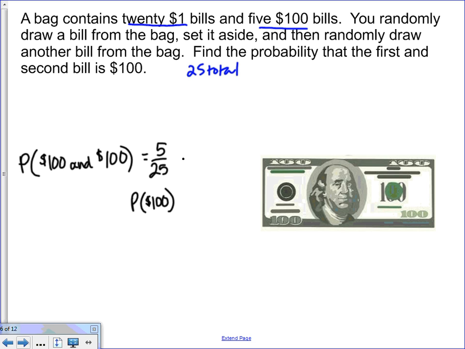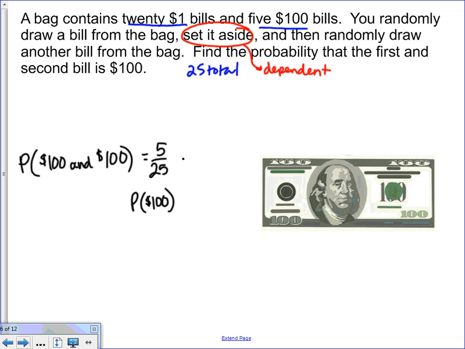Now, we want to know the probability of drawing a $100 bill and then another $100 bill. What we need to think about in this particular section is, are those independent or dependent events? Based on what you read in that scenario, is this independent or dependent? Dependent. What gives it away as a dependent event? You're setting it aside. So this would mean without replacement. Which means for our second probability, we have to consider that we pulled a $100 bill on the first one and we put it off to the side.